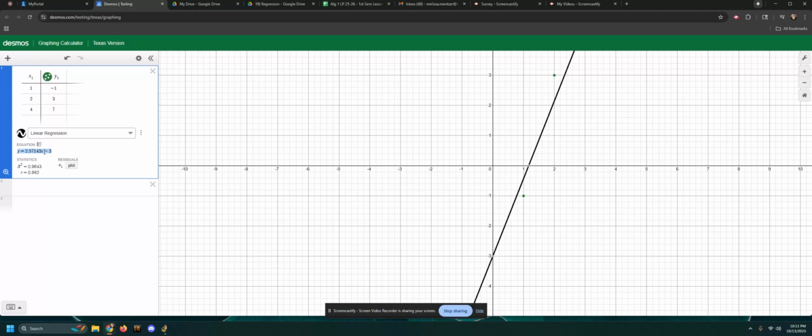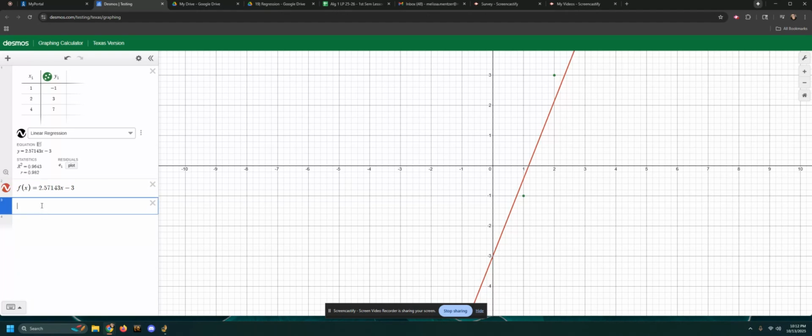What I can do is highlight this and press Control C, that way I can copy and paste, and this is really cool. Notice now the line's red. But instead of having this say y, I can type in f of x, because we know that y and f of x are the same thing. So I can change that to f of x.